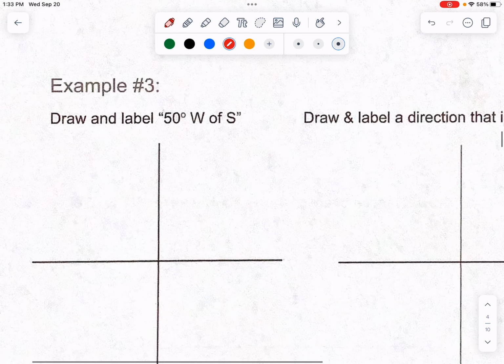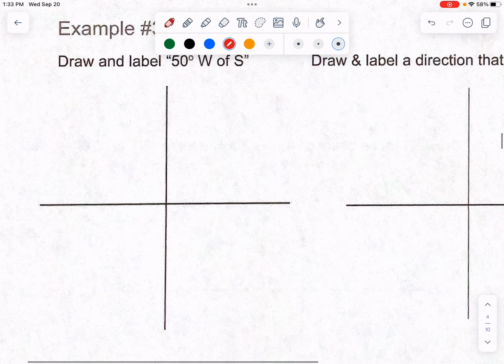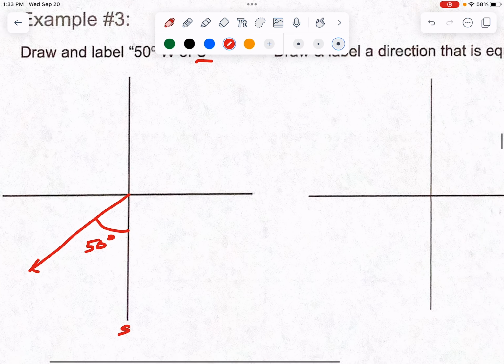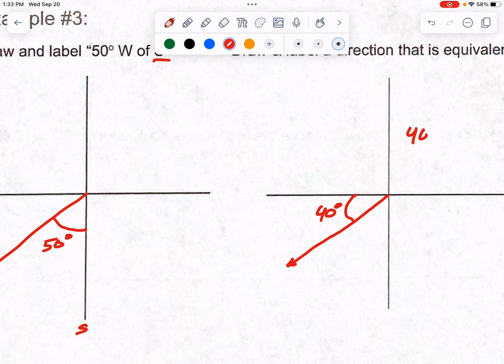Let's do another one. Draw and label 50 degrees west of south. So we're dealing with west and south. I'm just going to draw a line down that quadrant. South is your last letter, so it's touching the south and going west of it. So this is 50 degrees west of south. If I want to draw the counter angle, 90 minus 50 gives me 40 degrees. It's touching the west line, so that's going to be your last letter. So it would be south of west.